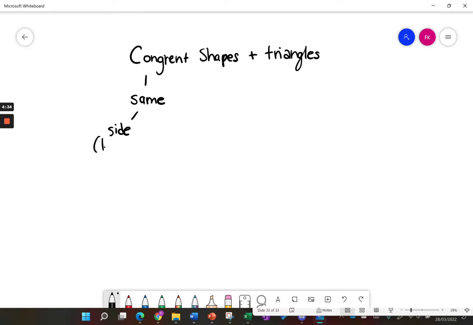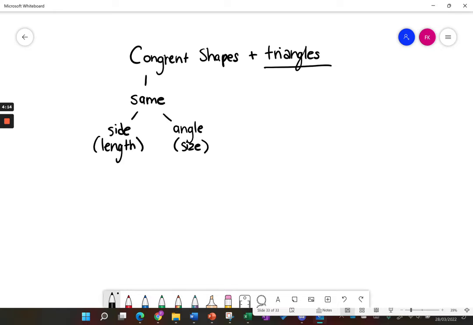So this is just a video on congruent shapes, and also specifically triangles. A congruent shape is if they are the same. So for example, they have the same side, which has the same length, or they have an angle, which is the same size. Generally, there are rules for these, and for triangles there are 4 specific rules that are important.